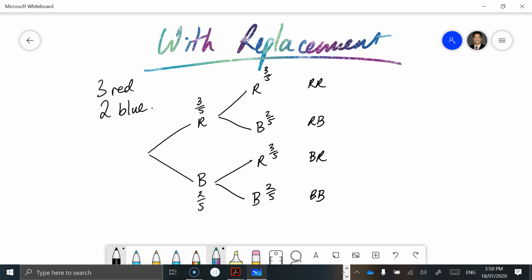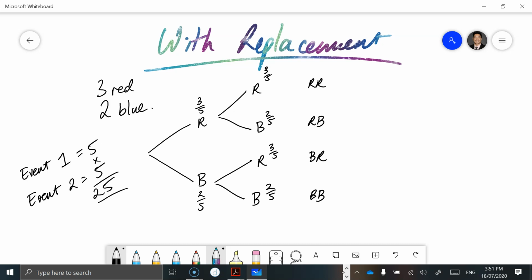Now, remember, event 1 had 5 outcomes. And when you put the counter back into the bag, you also have 5 outcomes in your second draw. So in total, you have 25 possible outcomes, which range in a combination of 2 reds, a red and a blue, a blue and a red, and 2 blues.